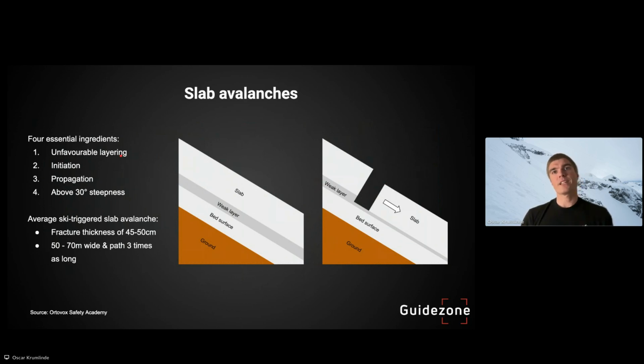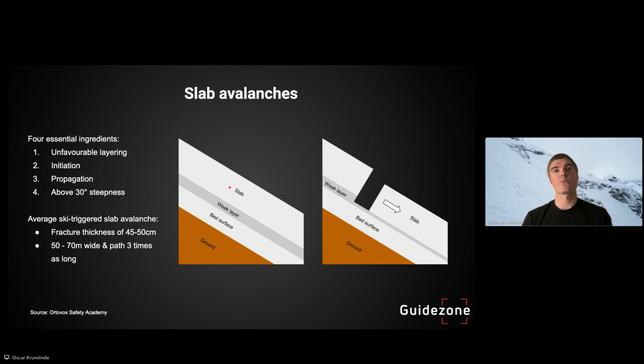We need unfavorable layering, an initiation, and we need propagation, and we need a slope steepness above 30 degrees. So what do I mean with these four things? Well, unfavorable layering. We need a slab on top of a weak layer. A slab is well-bonded snow, mostly consisting of small and round degraded crystal shapes that bond well to each other. So you can call it hard snow. In contrast, the weak layer mostly consists of large snow grains. These large grains are weak and break easily. So the weak layer, like the name says, is weak and the slab is hard.